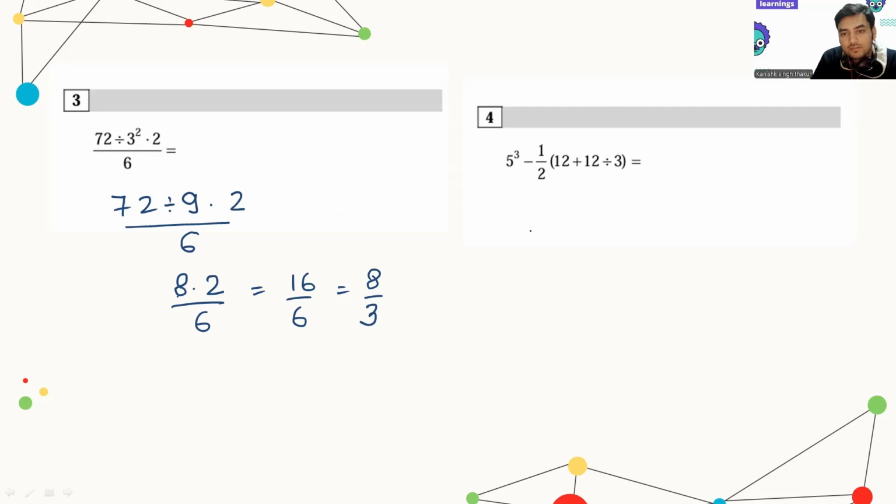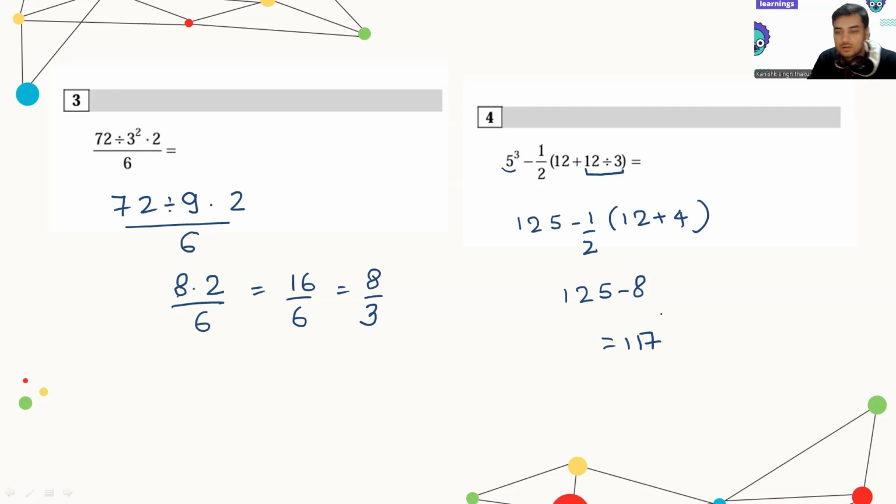Fine. Now let's go here. 5 cube, I'll simplify this. 5 cube gives me 125, minus half of this. First of all, inside the bracket, 12 divided by 3 is 4. So 12 plus 4 is 16, divided by 2 is 8. So 125 take away 8. How much is it? 117. That's the answer we get here. So I hope you guys got it. Bracket, then division, and then addition and all.